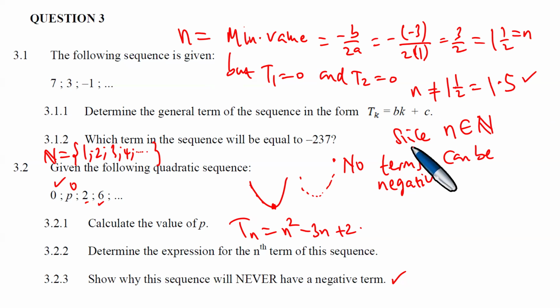and 1.5 is a decimal, meaning since the number of terms are integers, they are natural numbers, no terms can be negative, and therefore we have shown that this sequence will never have a negative term. Think about it. This is an exam question, but very, very tricky. Let's look at the next point.